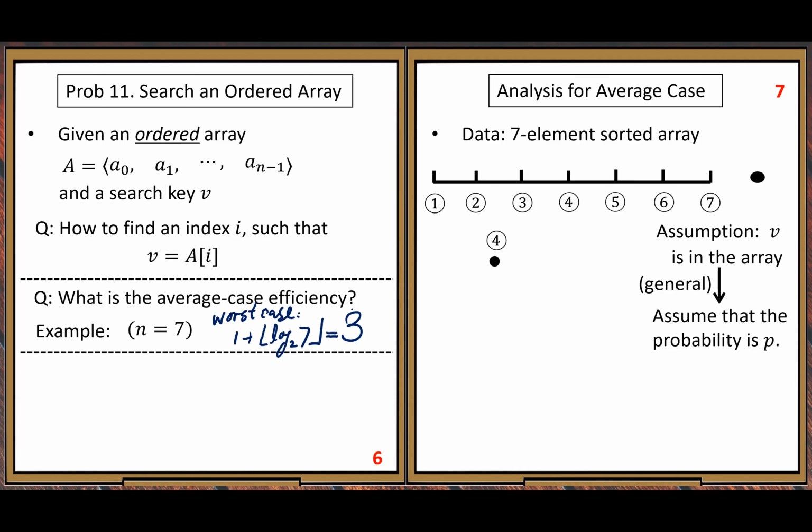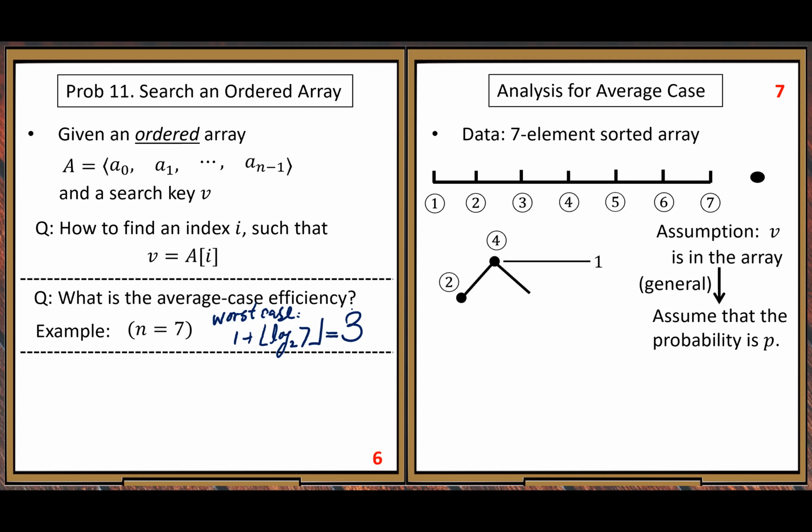Now let's consider the first comparison based on the binary search. We need to compare V with the element at position 4, the middle location. That's our first comparison. Then we go to the left branch or right branch based on the comparison result, greater than or less than. So we have 2 branches.